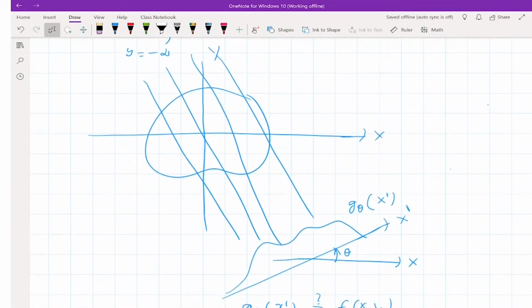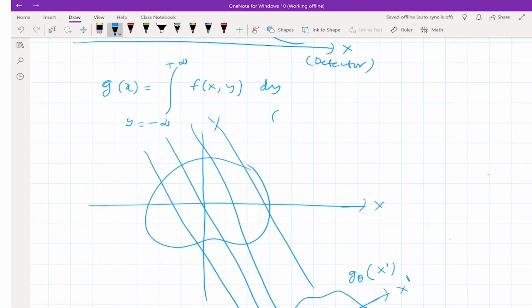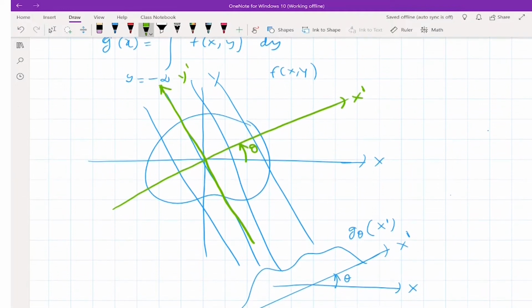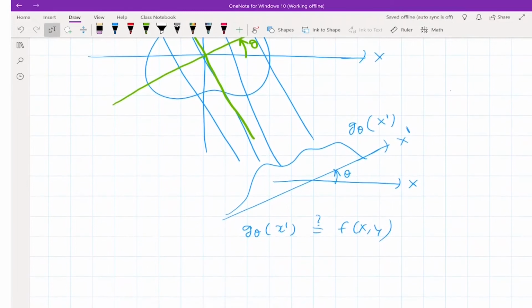You could notice here, suppose instead of this f of x, y, I rotate this coordinate axis by an angle theta. Assume that this is my new x prime and this is y prime, where I am rotating by the same angle theta. If I express this in terms of f of x prime comma y prime, the rotated original function, then this is pretty straightforward.